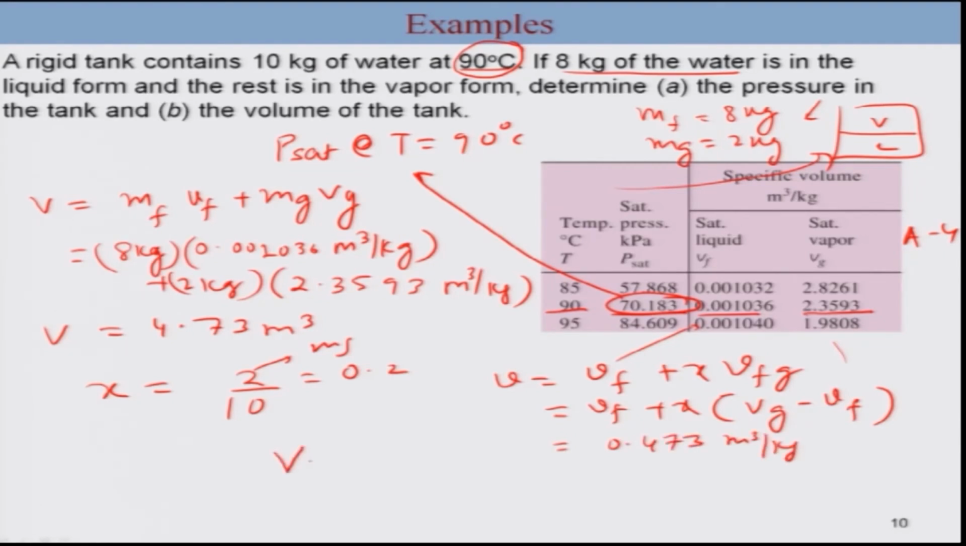Then the volume is nothing but m times specific volume. So we know m total, which is given as 10 kg, multiplied by 0.473, and this is going to be the same answer. So both ways will work. Sometimes one form is much easier than the other one.